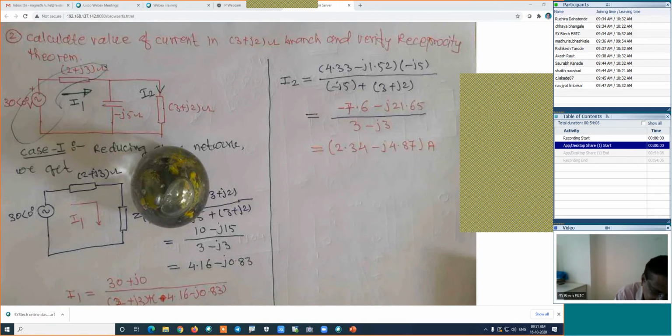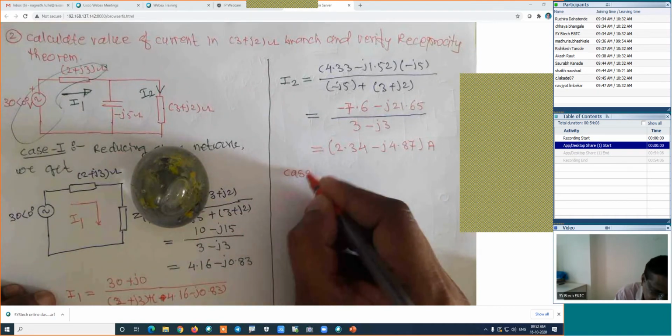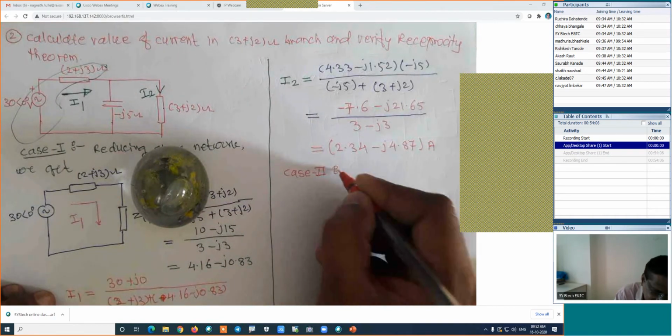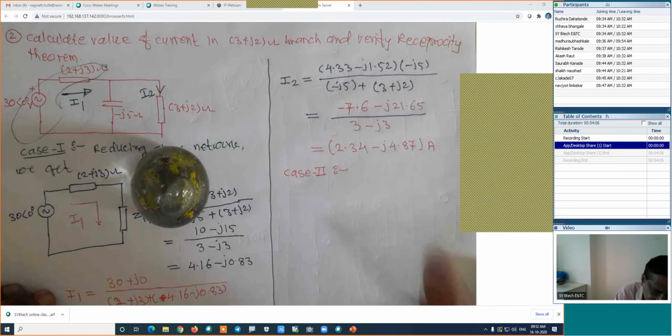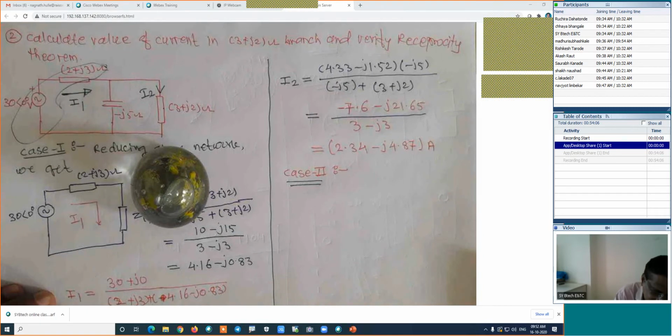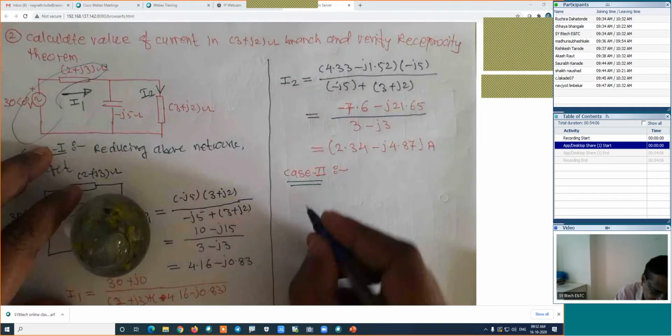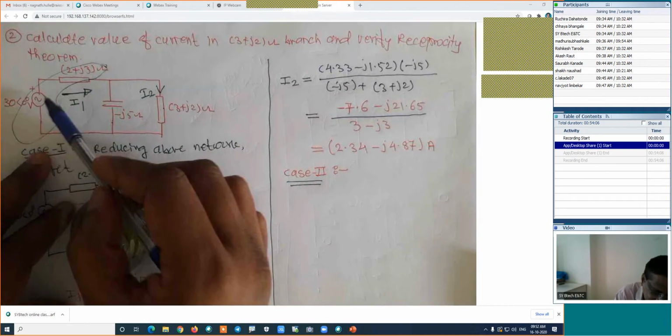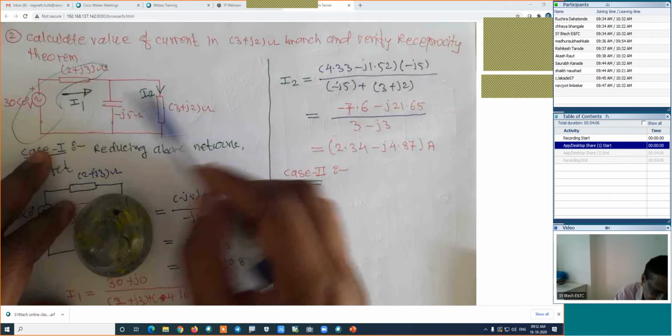If we have the correct calculations, then I will proceed to step number 2, that is case 2. Is it right? Now I will consider here case 2. In case 2, I will draw a new figure, and in that case we will just change the positions of V and I, and then we will work out the calculations. Now look here. I will draw the same figure. This source I will shift to this side, and we will do the current calculation at this particular point.